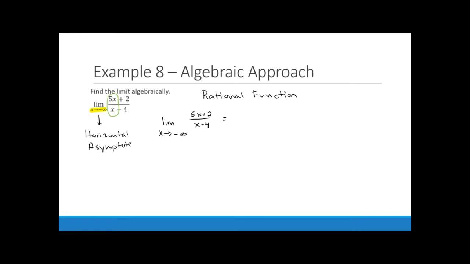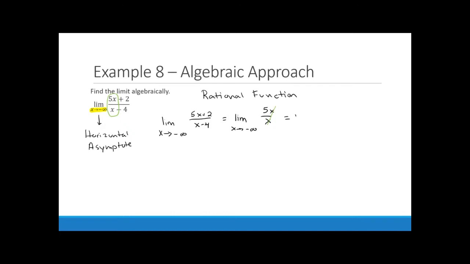So when we're taking the limit, those numbers that are added on don't really matter, and we can just ignore them. This is the same thing as taking the limit of 5x over x, because adding 2 to infinity or subtracting 4 from infinity doesn't really do anything. Now we have an x and an x, so those basically just cancel out.